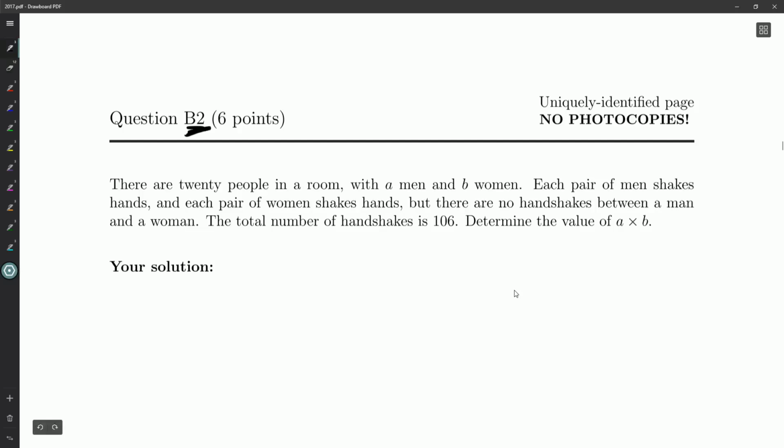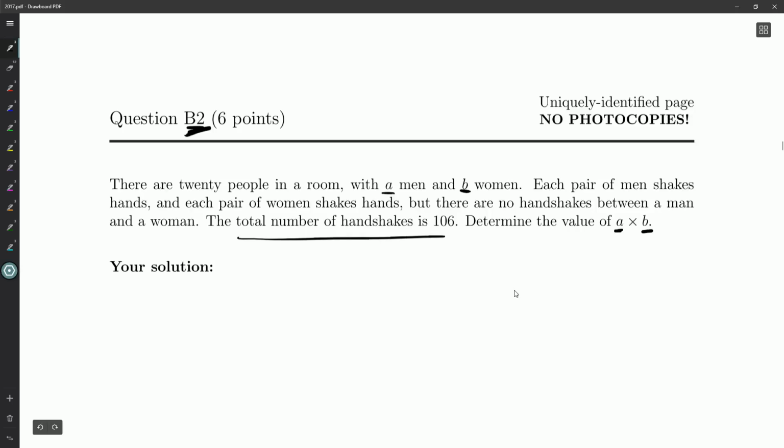Okay, so B2, what have we got here? There are 20 people in a room with A men and B women. Each pair of men shakes hands, each pair of women shakes hands, but there are no handshakes between a man and a woman. The total number of handshakes is 106. Determine the value of A times B. Okay, interesting.